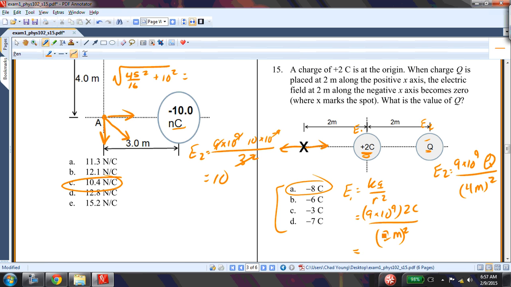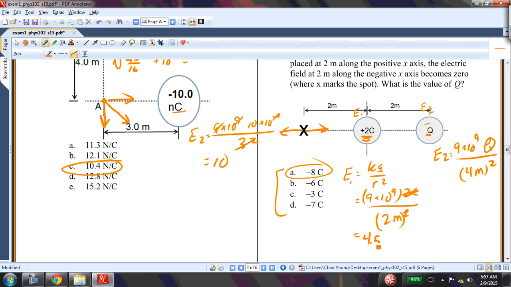We can show this. Let's see. Get rid of one of these. I get 4.5 times 10 to the minus 9, and then I just set that equal to this. Just double check that. Solving for Q here. Yeah, I get 8 coulombs.